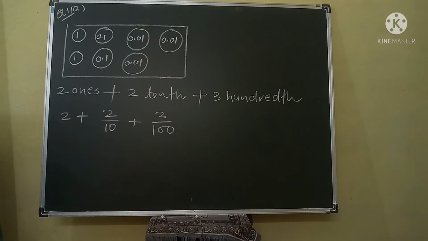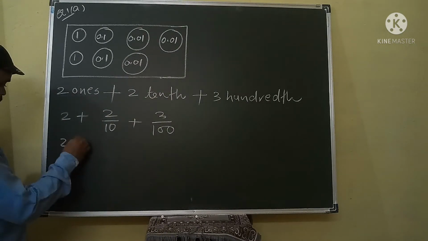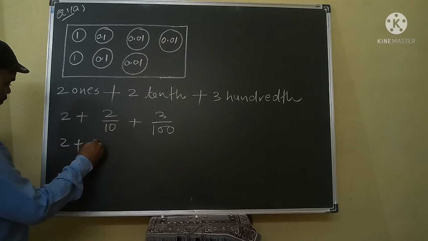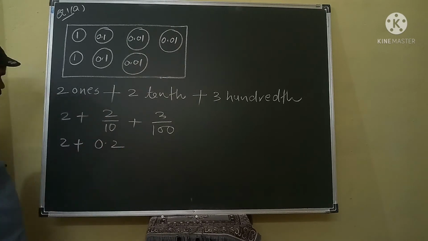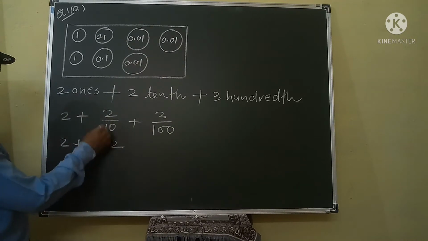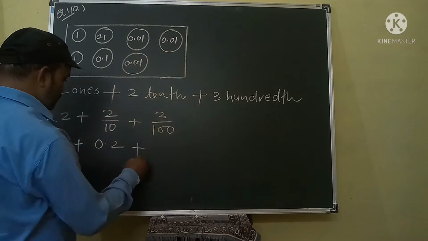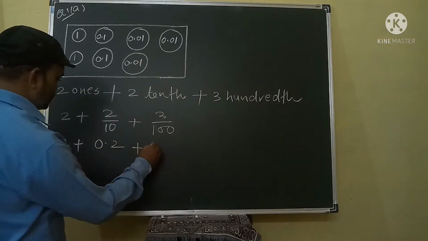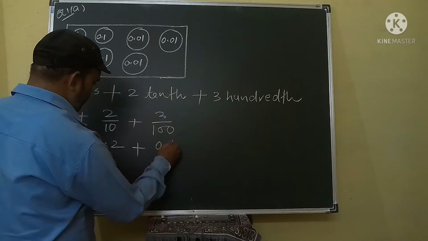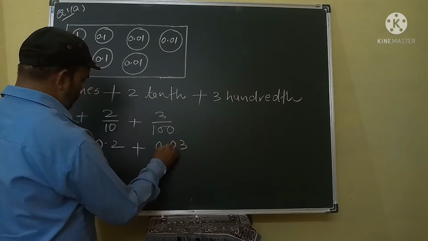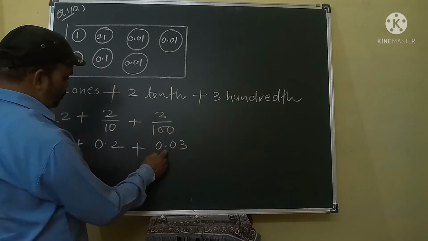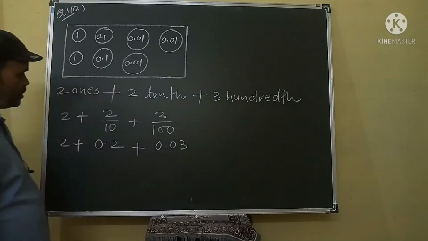Then after that, what will you do? 2 upon 10 means 0.2. Kindly keep in mind, 2 upon 10 means 0.2. Then 3 upon 100 means 0.03.